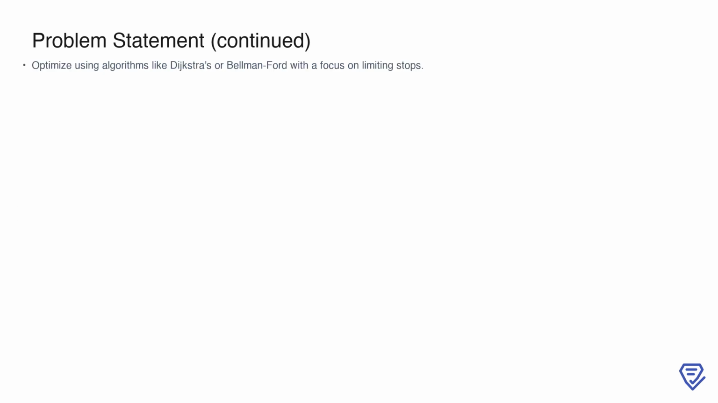To solve this problem efficiently, we can use algorithms that are well suited for graph traversal and optimization, such as Dijkstra's algorithm or the Bellman-Ford algorithm. Both approaches allow us to compute the minimum cost while considering the constraints on the number of stops. The key is to modify these algorithms to account for the stop limit, ensuring that the solution remains optimal while adhering to the constraints. By focusing on limiting stops during the traversal, we can achieve an efficient solution that works even for the largest allowed inputs.